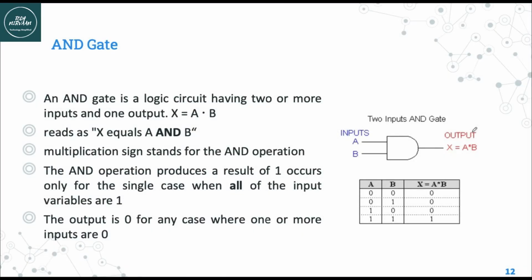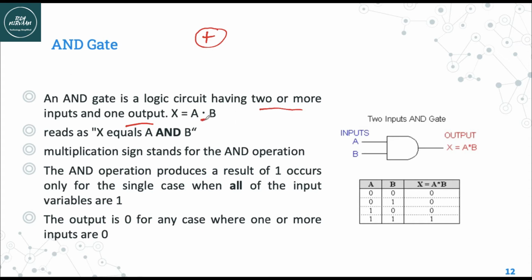Now AND gate. AND gate is a logic circuit similar to OR gate, having 2 or more inputs and 1 output. In case of OR gate, we are using mathematical symbol plus. In case of AND gate, we are using mathematical symbol dot or symbol of the multiplication. Mathematically, plus is the symbol of the addition, and in digital logic, or in case of gates, plus indicates OR operation. Mathematically, dot or cross or the symbol of multiplication indicates AND operation.